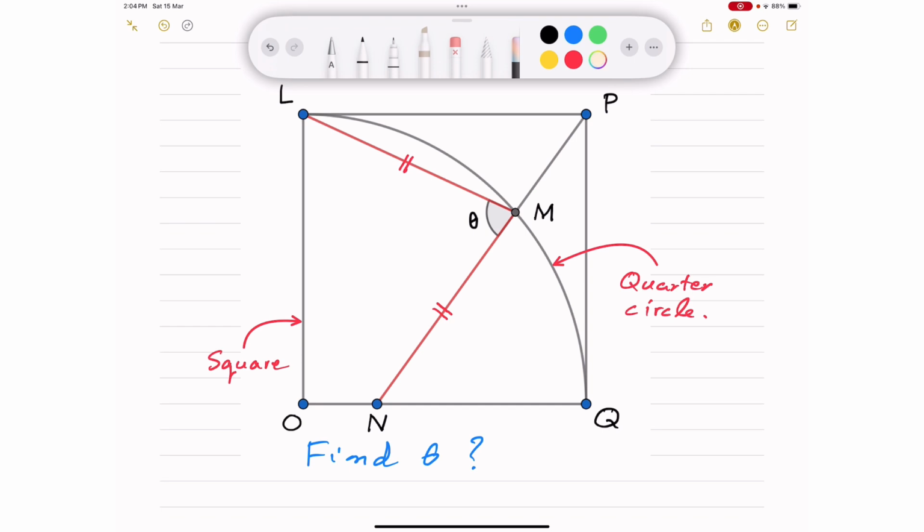So that's the problem. If you're interested, pause this video, give this problem a try, and then keep watching for the solution. And by the way, this is not an easy problem. If you're able to solve it, then I congratulate you. You're one of the best.